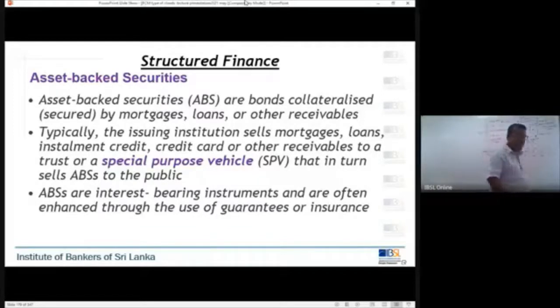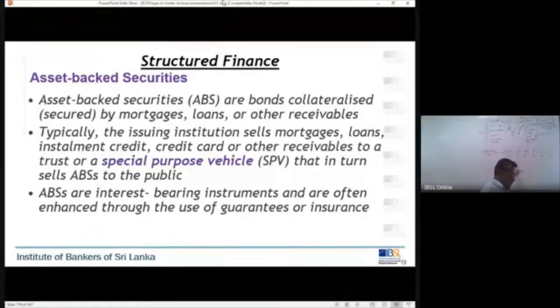Now, is it clear? I think now you can understand why, if ABC has not paid the entire loan, the investor does not get the money. They don't know it is a highly risky product.